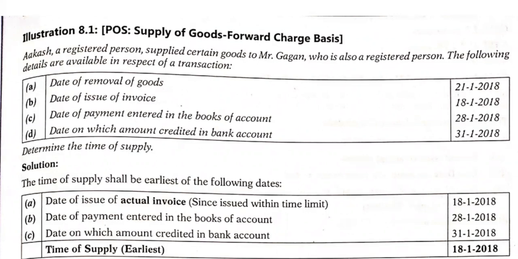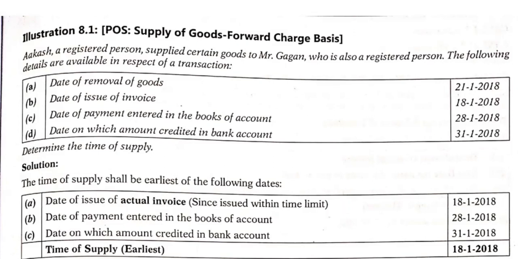What are the transactions? The date of removal of goods is the first date, which is 21/1/2018. Second is the date of issue of invoice, that is 18/1/2018. And third is the date of payment entered in the books of accounts, that is 28/1/2018. And the date on which amount credited in bank account, that is 31/1/2018. Now see, the time of supply shall be the earliest of the following dates.